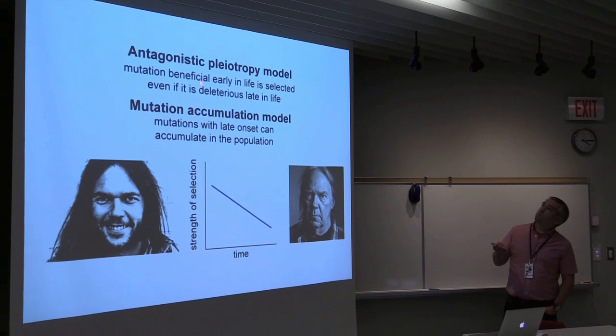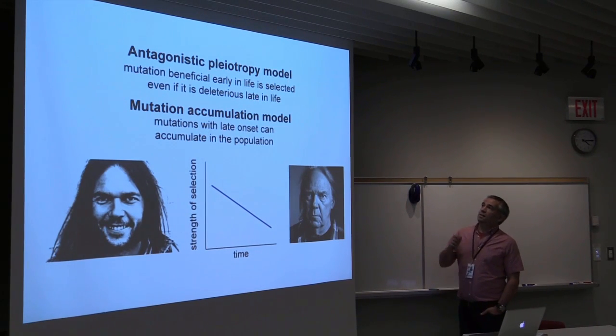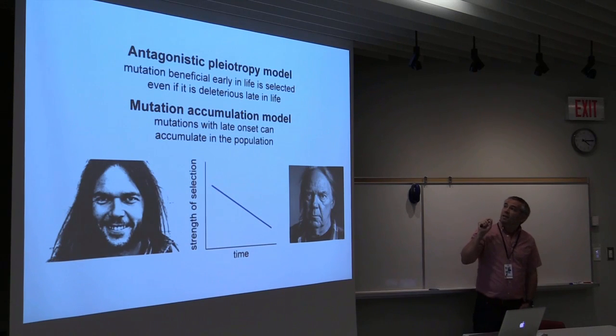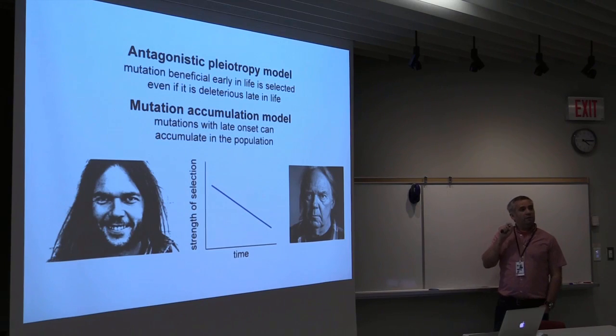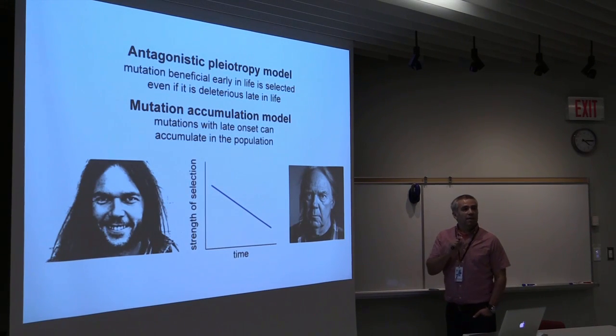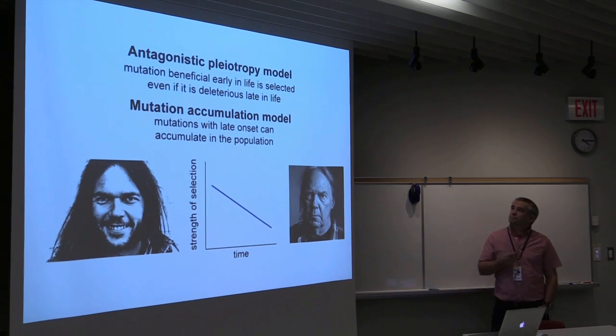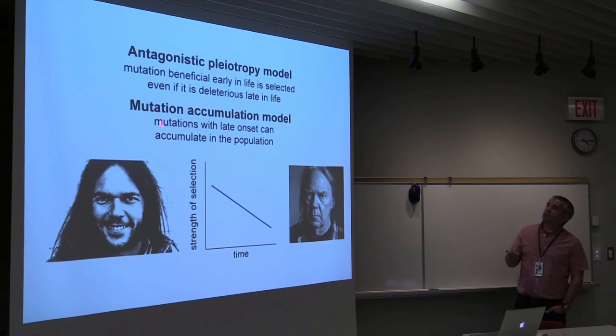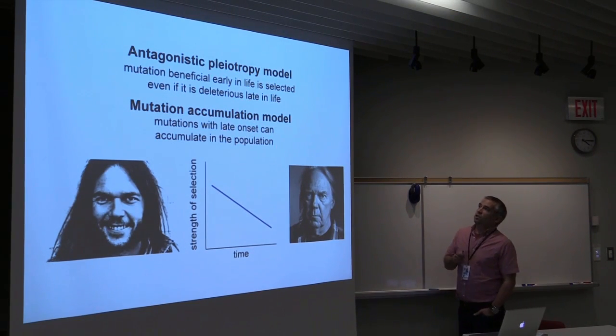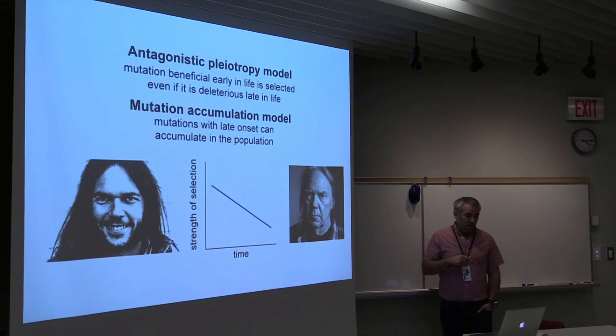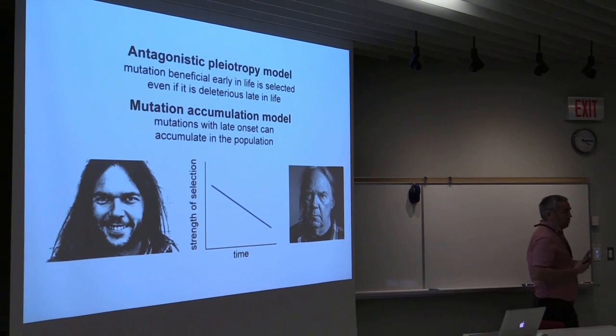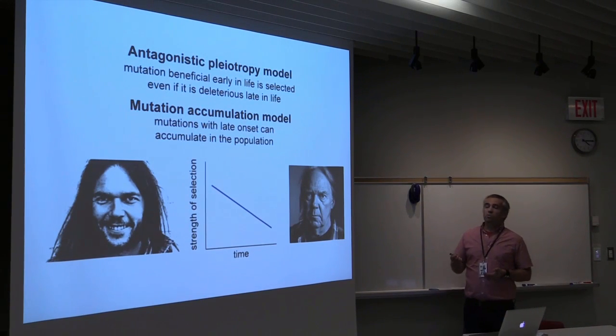The antagonistic pleiotropy model states that if a mutation is beneficial early in life, it will be selected even if the same mutation is deleterious and may cause a disease, for instance, late in life. The other model is the mutation accumulation model, which states that mutations with late onset, which may be neutral early in life but strongly deleterious late in life, can accumulate in the population because selection is weaker and cannot really remove them from the population as organisms get older.